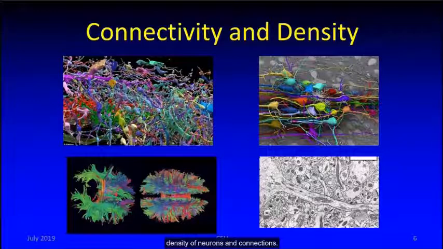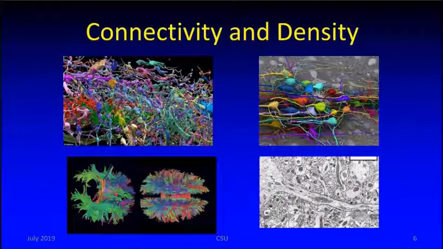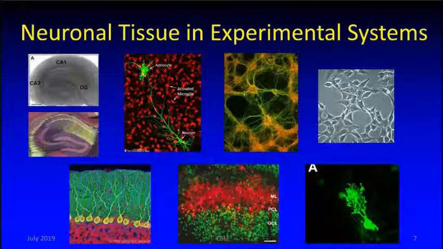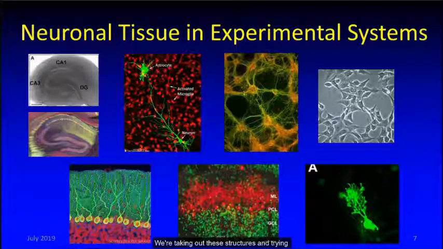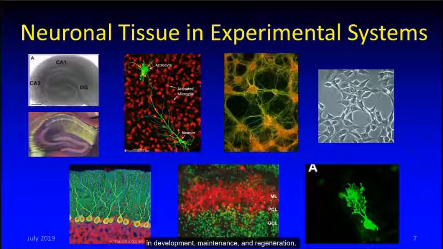This is an EM section, so here's the axon hillock, here's the axon. There is not a lot of empty space. This is packed. And this is the main connections in the human brain from the top, from the bottom. So here's the corpus callosum, left and right hemisphere. So there's a lot going on in our brains. And so we're taking these structures now and trying to put them in model systems to study events in development, maintenance, and regeneration.